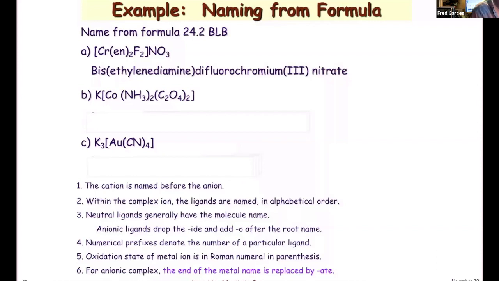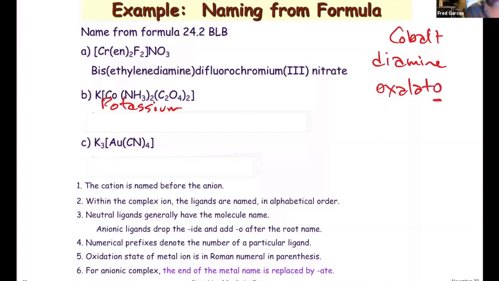The second one here, let me clear this up real quick. Second one here is potassium. So you're going to write potassium first. I'm going to write potassium over here because that's the cation. Cobalt. Okay. I don't know the charge yet. I'll figure that out last. There's a diamine. NH3 is amine. There's two of them. C2O4 is, that acid comes from oxalic acid. H2C2O4 is oxalic acid. C2O4 is the oxalato.